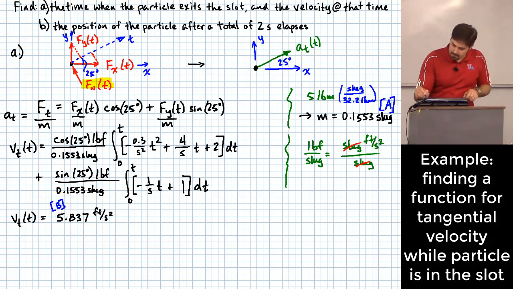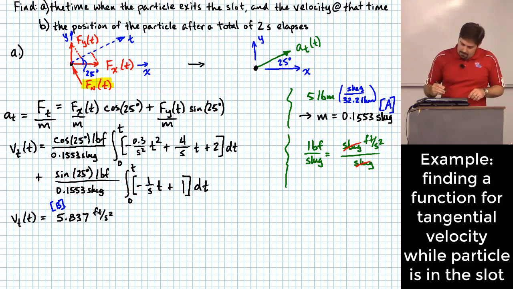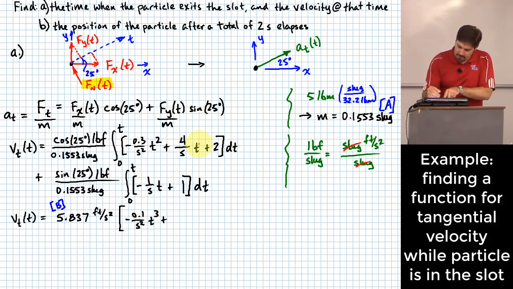All right. So this gets multiplied by, let me go ahead and do this integral real quick. I increase the exponent by 1, divide by the new exponent. That gives me minus 0.1 over second squared t cubed, plus 2 over second t squared, plus 2t.